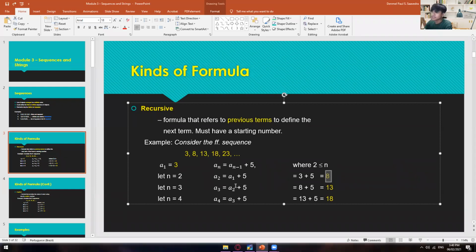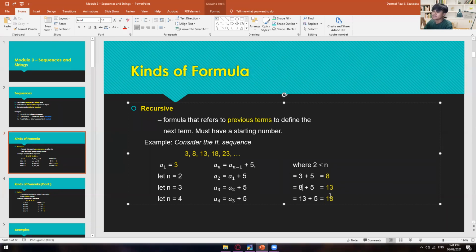Then the same pattern. Just get the value of a sub 1 and then put it in here, and then you will get the next result, which is 13. 8 plus 5 is 13. And then a sub 3 is equal to, oh, sorry, this one is a sub 2. A sub 2, yeah. And then this one is a sub 3. And then the last one is a sub 4, which is you need the value of a sub 3, and then just add 5, and then you will get 18.